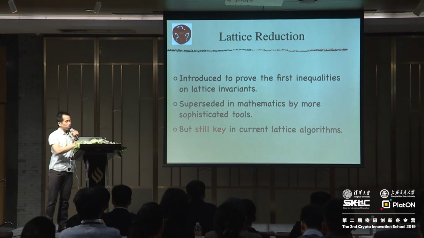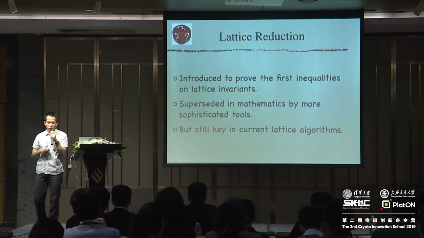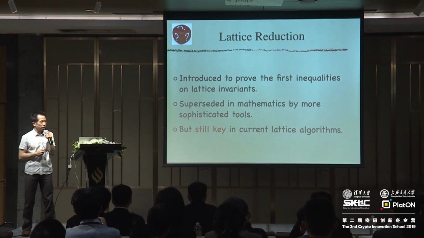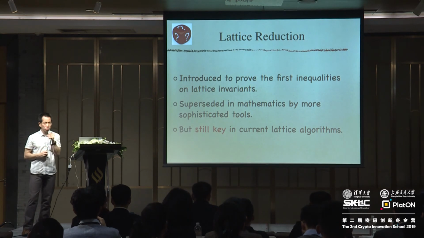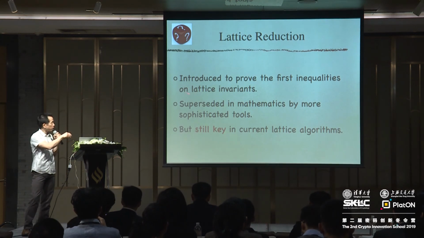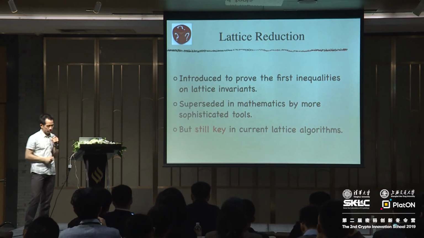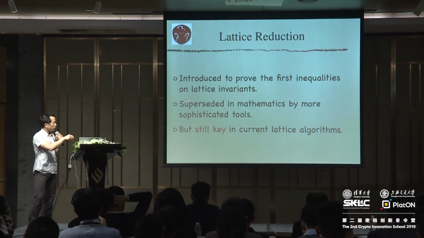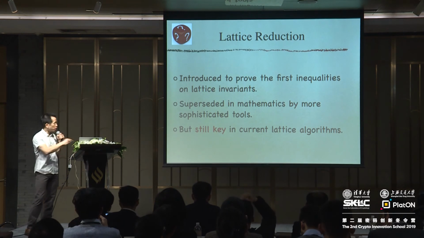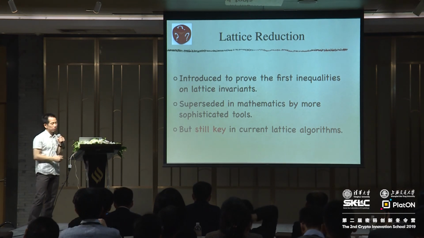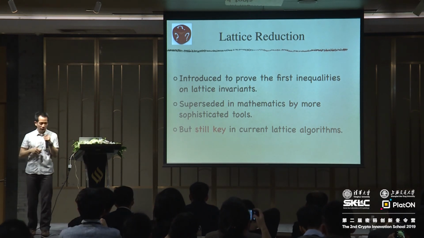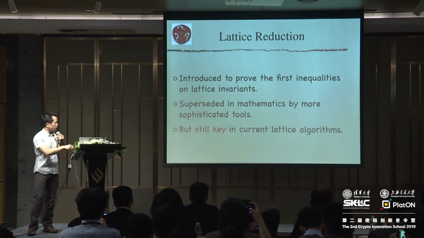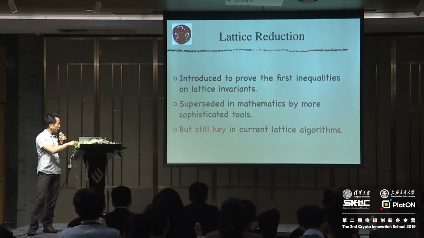Lattice reduction, the theory of showing the existence of nice bases, was introduced in mathematics to prove the first inequalities on lattice invariants. But in mathematics, it kind of disappeared. We know much better tools to prove much better inequalities. But unfortunately, in algorithms, we live in a dark age, so we still rely very strongly on this lattice reduction business.